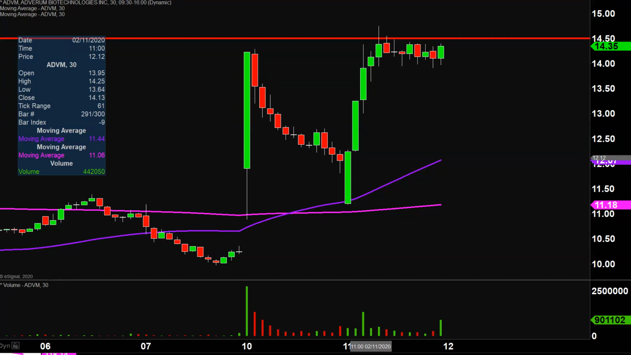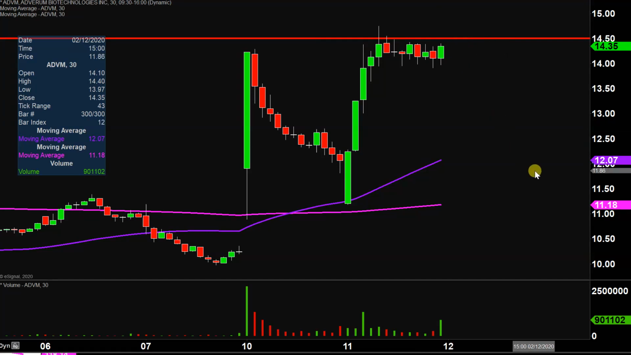And I bring up the fact that a lot of people will be watching it just because when you have a lot of people watching the same level and wondering the same thing, call it a self-fulfilling prophecy, call it whatever you want, it can produce some very dynamic price movements, and that's exactly what's going on here with the $14.50 mark.